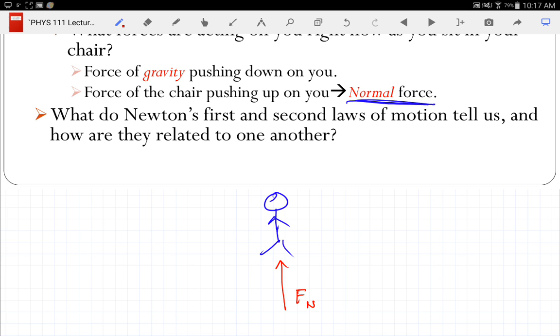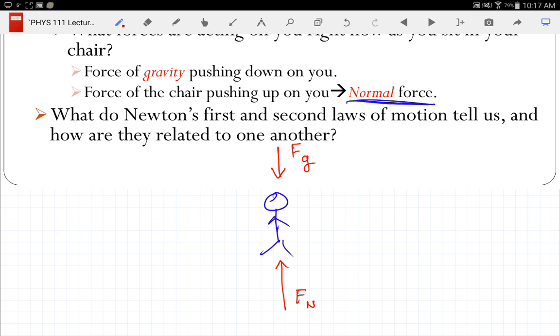We haven't talked about it yet, but what is that other force? Gravity. Gravity, yes. What I thought I heard was hot air. I was like, no, that's what's coming out of my mouth. The force of gravity is pushing down on me.